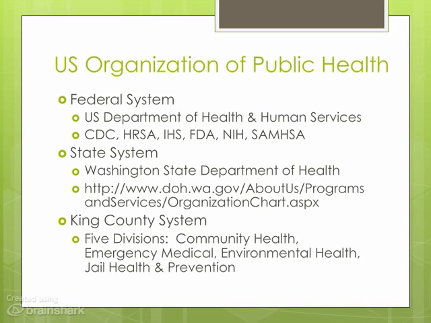Now that's in Washington state. It really varies from state to state. Not every county in other states works like this. They might have a district level, or things might be more in the hands of the state if you have a very rural state and so forth. For example, I was in Virginia last spring, and it's not organized at all like the state of Washington. But our county system in King County is extremely active and has 5 divisions: community health, emergency medical, environmental health, jail health, and prevention.